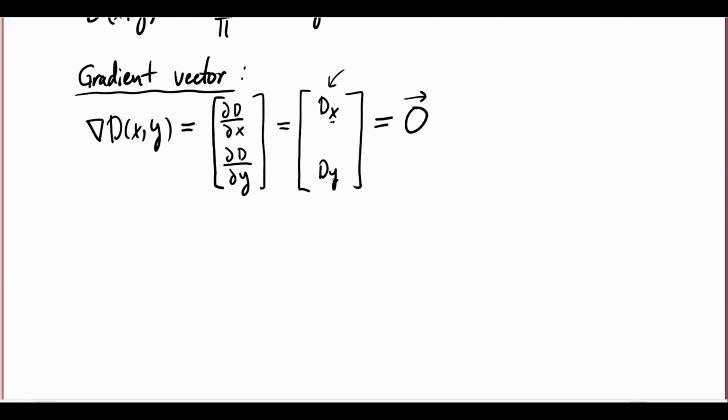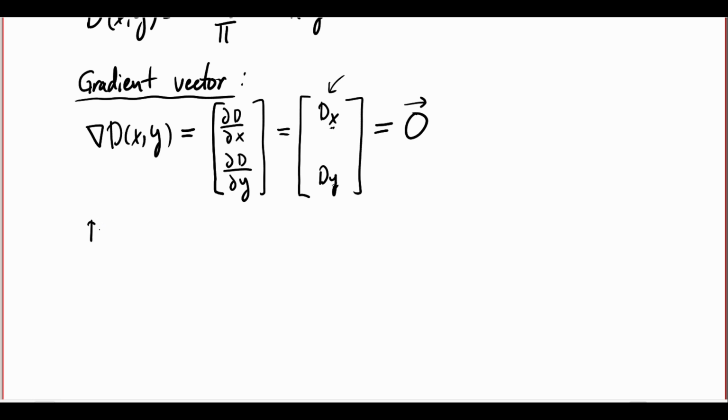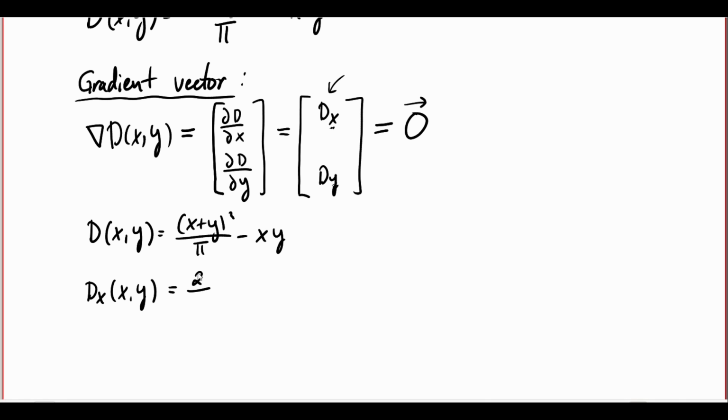So let's compute d x. Let's first write d of x y, which is x plus y squared divided by pi minus xy. So d x of d of x y will be the same as, so we are finding the derivative with respect to x, so y will be a constant. So we have 2 divided by pi.